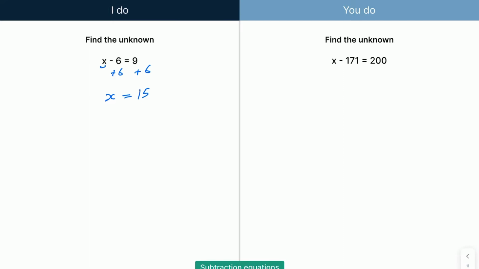And on this side, hopefully you've pressed pause and had a go. So we're going to do the opposite here. So it's a plus. We're going to do the opposite to get rid of it. So that will now get rid of it on either side. Don't need that there. And then plus 171 here as well. So we have x is equal to 200 plus 171, which is 371.